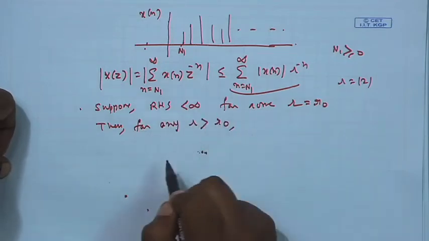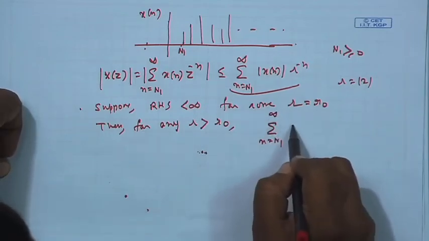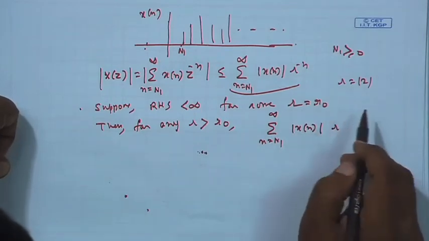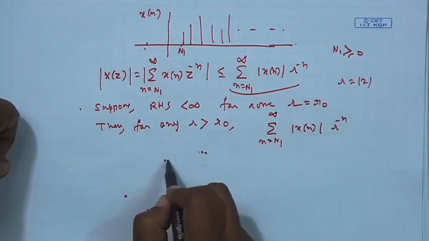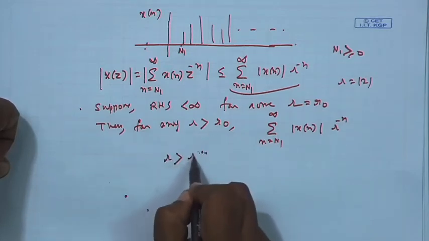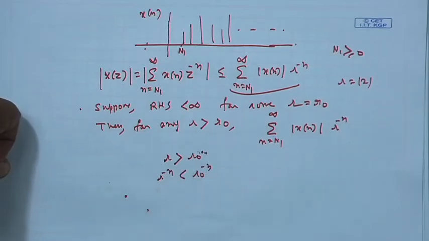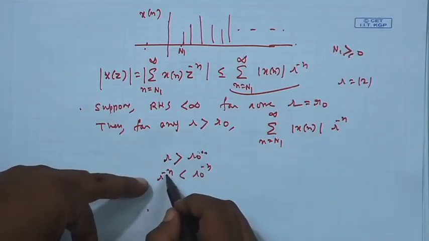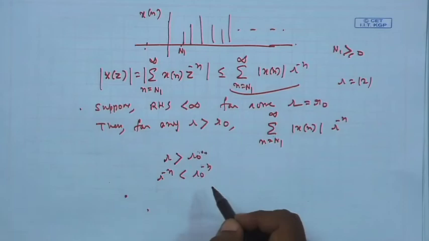Then for any r greater than r naught, what happens to the summation? It is r to the power minus n. Okay, in this summation you see, r is greater than r naught, which means r to the power minus n is less than r naught to the power minus n. So, r to the power minus n means what? 1 by r to the power n, that will be less than 1 by r 0 to the power n, isn't it?